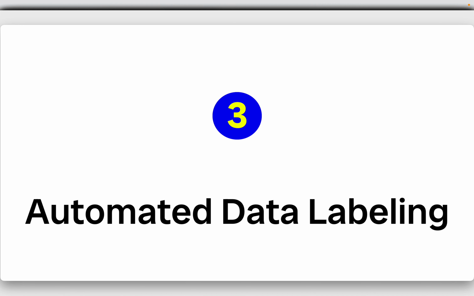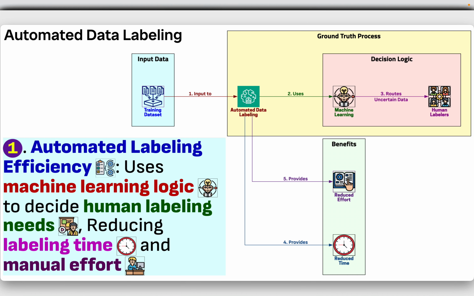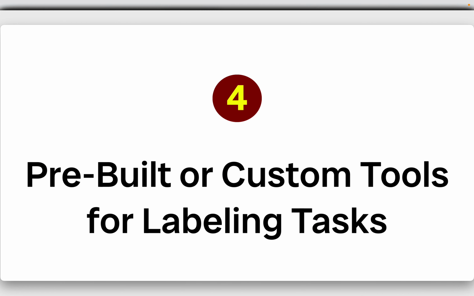Third topic is automated data labeling. In order to automate labeling your training dataset, you can optionally use automated data labeling, a Ground Truth process that uses machine learning to decide which data needs to be labeled by humans. Automated data labeling may reduce the labeling time and manual effort that is required.